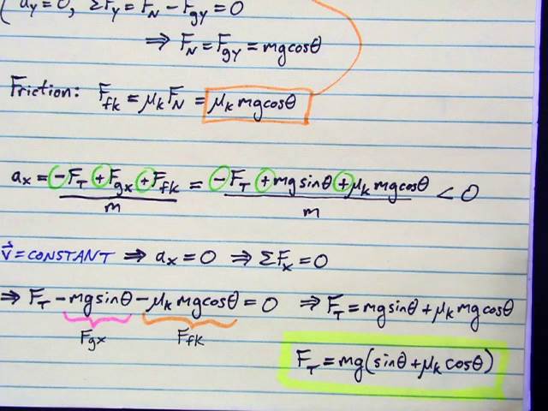Note this is saying that to pull that jellyfish up the ramp at a constant speed, I've got to overcome gravity, that's the mg sine theta term, and I also have to fight against friction, that's the plus mu k cos theta term right there.